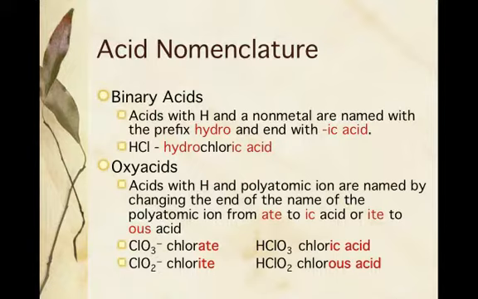So, for example, ClO3 minus 1 is chlorate. If hydrogen is your cation, you would change the ATE ending to IC, so it would be chloric acid. ClO2 is chlorite, and you change the ITE to OUS, so it'd be chlorous acid when hydrogen is your cation. You guys have questions over that?